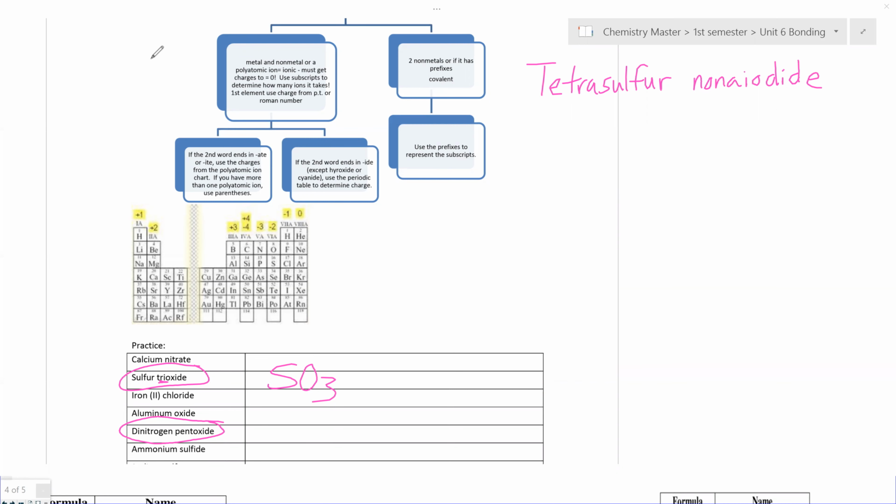And then Chloe gave me tetrasulfur. So she gave me S4 because she knew that sulfur was S and she knew that tetra meant 4. And then she gave me nonaiodide. She gave me an I, and then she gave me a 9 right here, and she is correct. All right. We already did that nitrogen pentaoxide, but if you want to know what that was, N2O5.